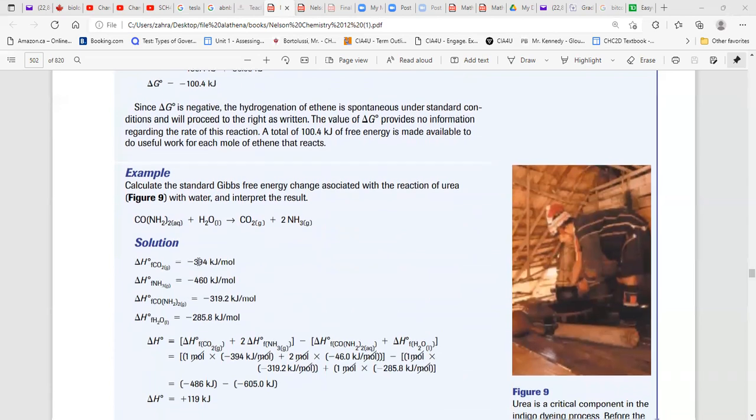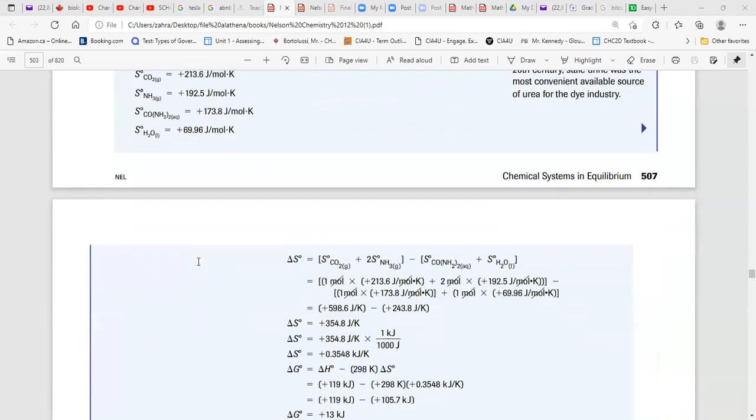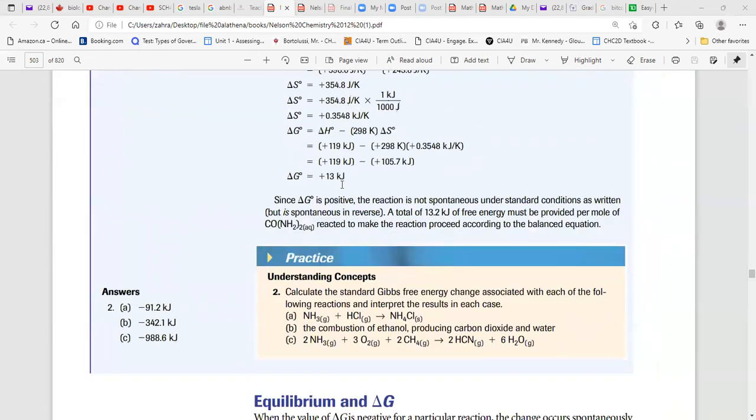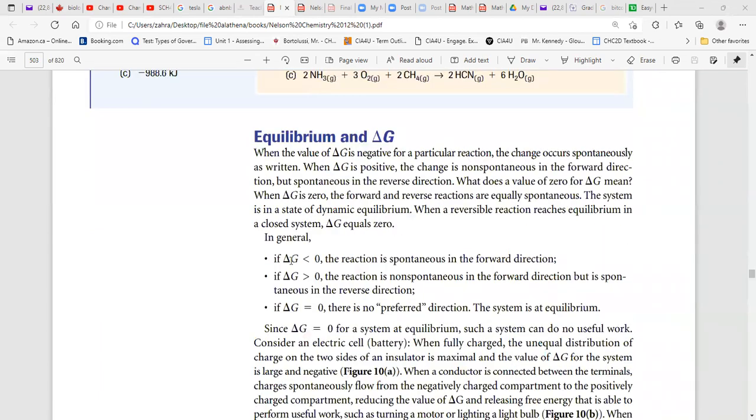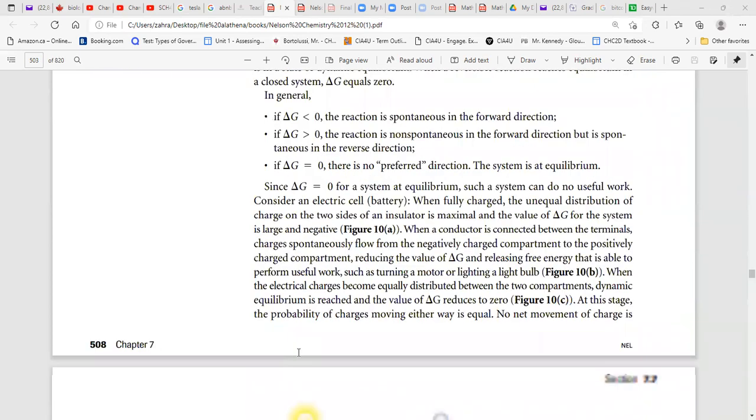Here is another one. You do the same way, and here you find that Gibbs energy is positive. Therefore, it is a non-spontaneous reaction. If delta G is negative, the reaction is spontaneous. If delta G is positive, it is non-spontaneous. And if delta G is 0, you're at equilibrium, no change, no direction happening. The system is at equilibrium.